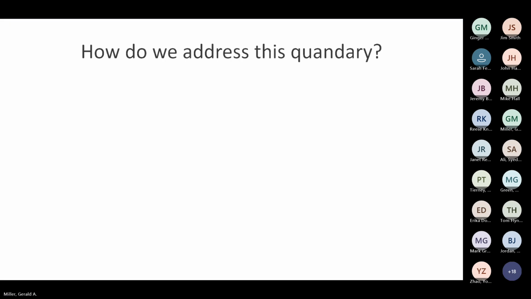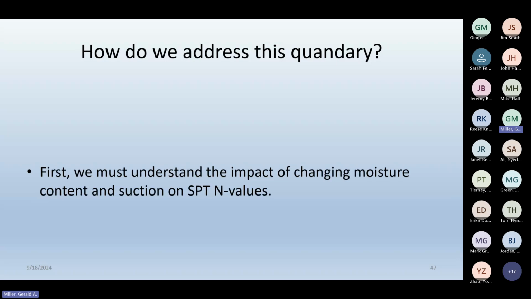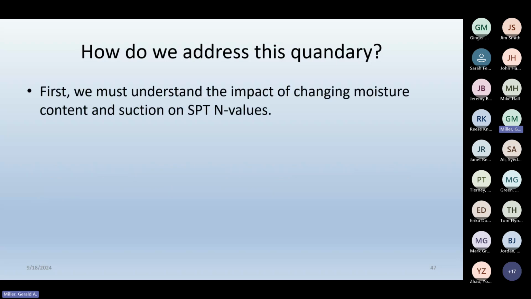So then I pose the question, how do we address this quandary? So what can we do to address this? We've got this issue. We need to somehow get a handle on how SPT might change with water content and then implement that in our approach to design or analysis. So I sort of broke it down into 3 steps here. First thing we have to do is understand the importance. How much of an effect does it have? If that water content changes, what is the influence going to be?